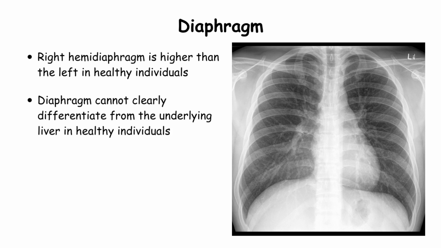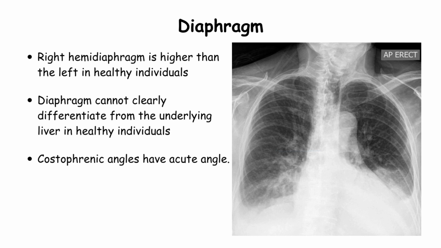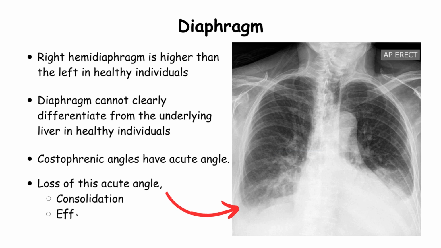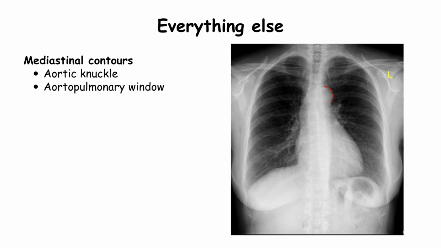In normal X-rays, the costophrenic angles are acute. You can see the loss of this acute angle in consolidation or the presence of fluid. Costophrenic blunting can also develop due to lung hyperinflation, as a result of diaphragmatic flattening and subsequent loss of the acute angle. In everything else, you need to comment on the mediastinal contours such as the aortic knuckle and aortopulmonary window.